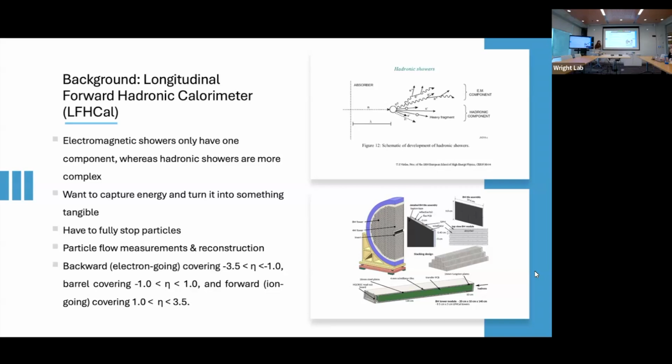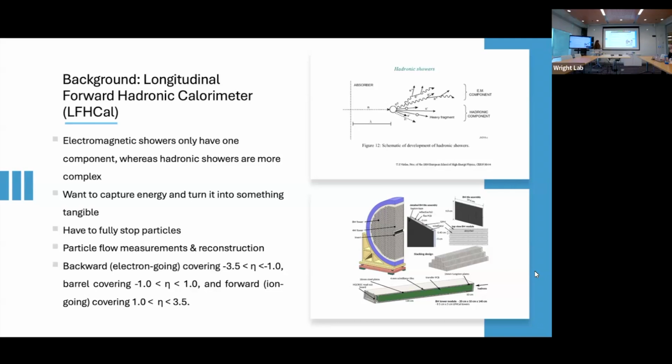But in order to actually accurately do that, particles have to be fully stopped and absorbed. So this diagram is actually a little bit outdated because there still is tungsten in the design, which isn't true anymore. Right now, it's just steel absorption. But yeah, there are plates of steel absorption there. And the LFHCal allows for particle flow measurements and reconstruction.